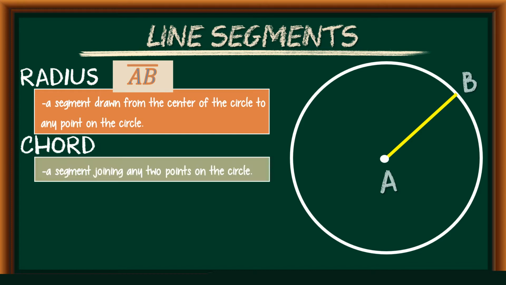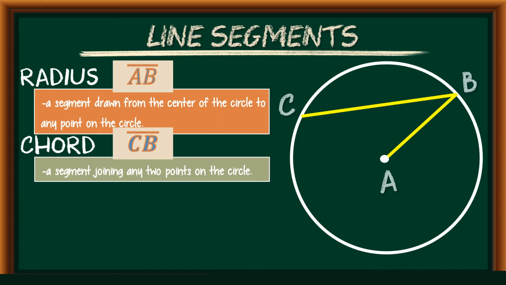Next, we have the chord. Now, a chord is a line segment joining any 2 points on the circle. So, if we locate 2 points on the circle, suppose we have point B and point C, and we connected those points, we then now have the line segment CB, which is a chord. Okay? So, what's the difference between radius and chord? Si radius, yung isang endpoint niya ay naka-center. Si chord, yung dalawang endpoint niya ay matatagpuan sa mismong circle.